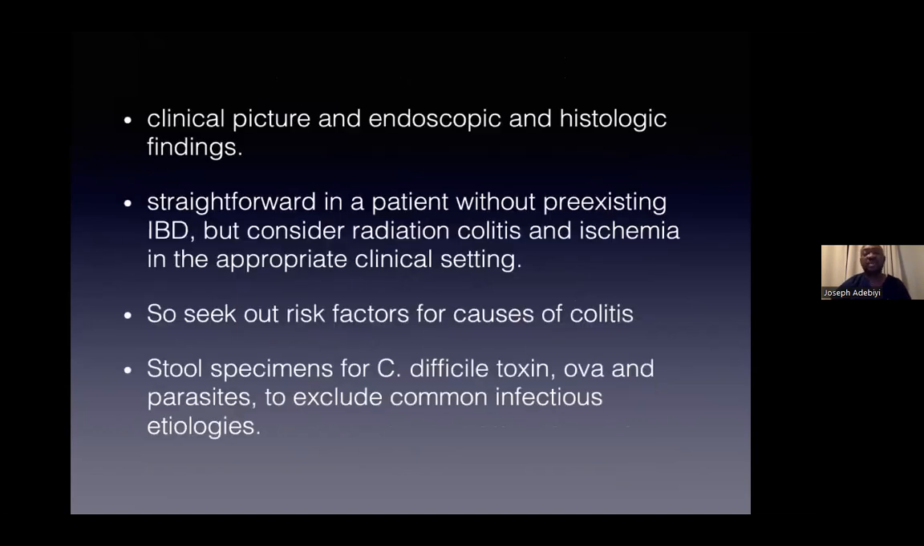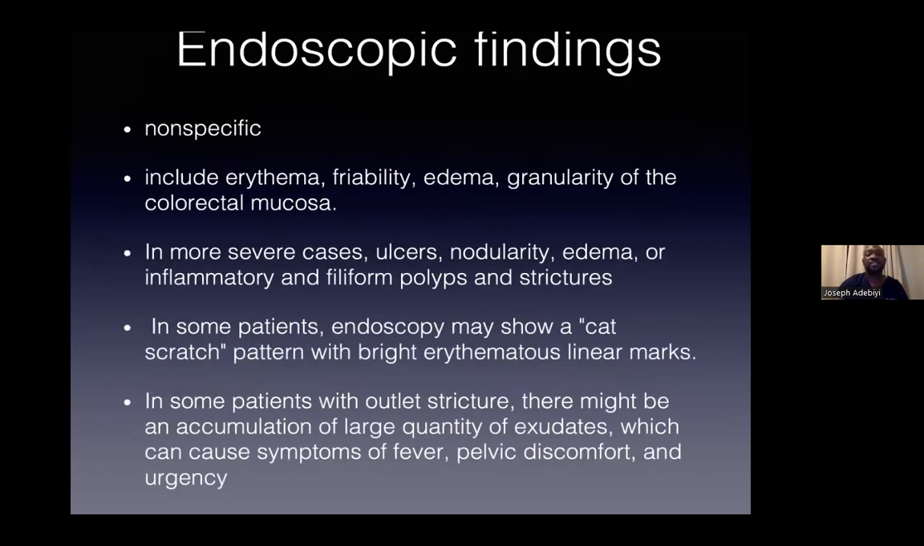Diagnosis combines the clinical picture with endoscopic and histologic findings. It's usually straightforward if you have a patient who didn't have inflammatory bowel disease. But the problem is if you have a patient who had inflammatory bowel disease and had surgery with colostomy, then it may be difficult to determine if what you're seeing in the diverted colon is a recurrence of inflammatory bowel disease or actually just a pure case of diversion colitis. So what you need to do is combine the history, but you also need to test the stool for C. diff and parasites, to exclude infectious etiologies, and then also look for other possible causes of colitis.